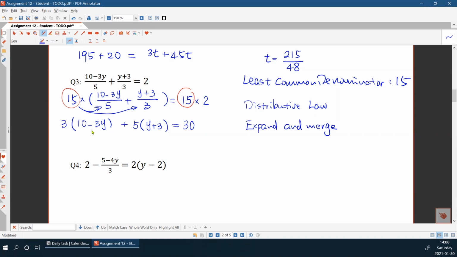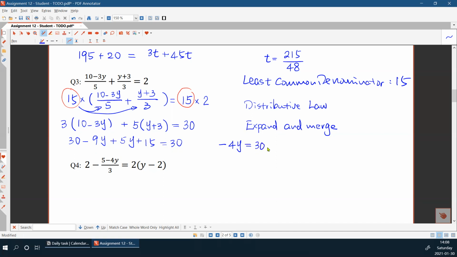Assign 3 to 10 and minus 3y respectively, which gives us 30 minus 9y, right? Plus 5y plus 15 equals 30, right? And now this equation is much easier to solve, right? Okay, let's try to merge all the similar terms. Okay, left-hand side, we have minus 4y, right? Okay, move all the constants to the right-hand side of the equation.